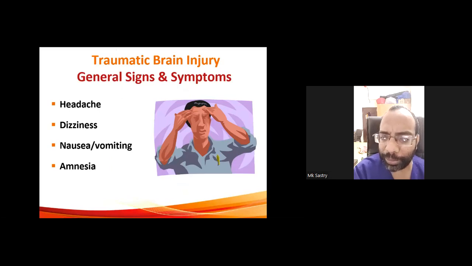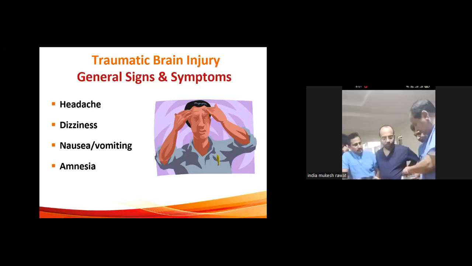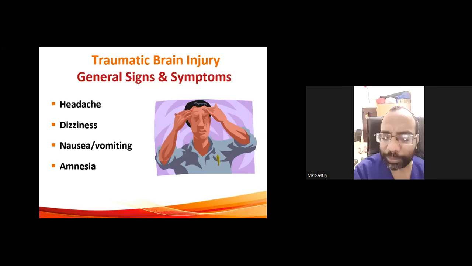So what are the general signs and symptoms of traumatic brain injury? Headache, dizziness, nausea, vomiting, and amnesia. Right? Yes, sir. Remember the symptoms.